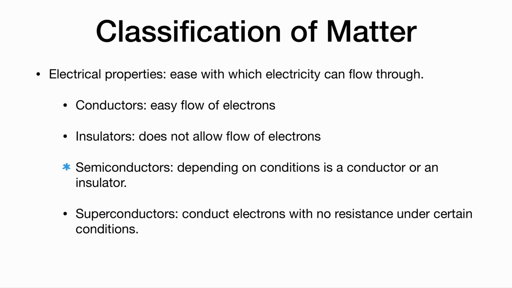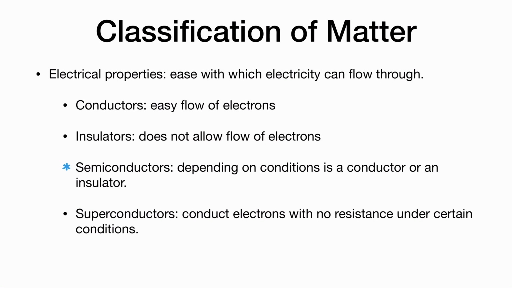A very good example of an insulator is wood. If you apply electricity through a piece of wood, there won't be any circuit. The circuit will not be closed because wood is an insulator. It does not allow the flow of electrons through it.